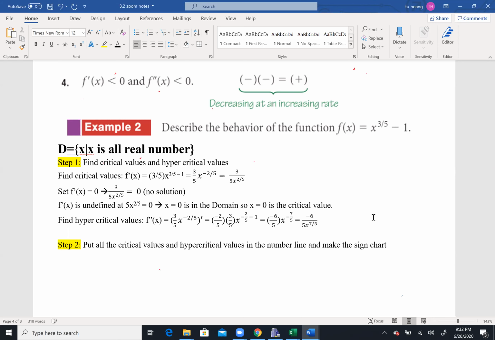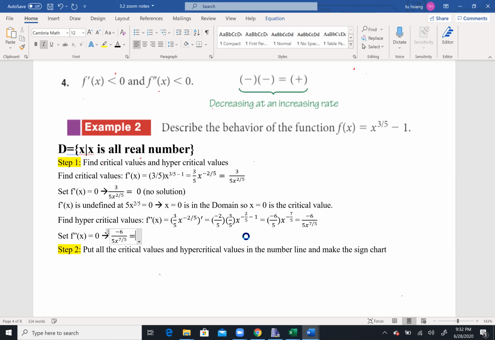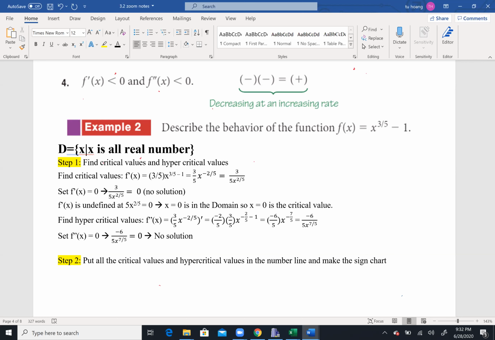again, there is no solution if you set the second derivative of x equal to 0. And you're going to say no solution, because the top is -6, and you cannot make it become 0 if you have a fraction.